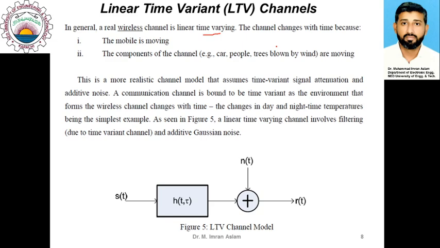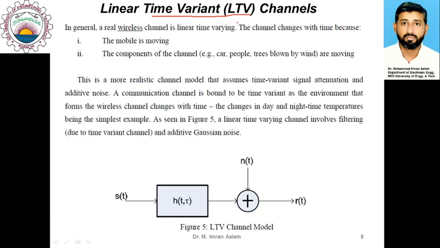You can consider the movement of different mobiles in the channel, because mobile equipment is intended to provide mobility, so they are also moving. Plus, the different components of the channel are also moving. For example, cars, people, trees, trees blown by wind are also moving in the wireless environment. So practically the behavior of the wireless channel is time variant.